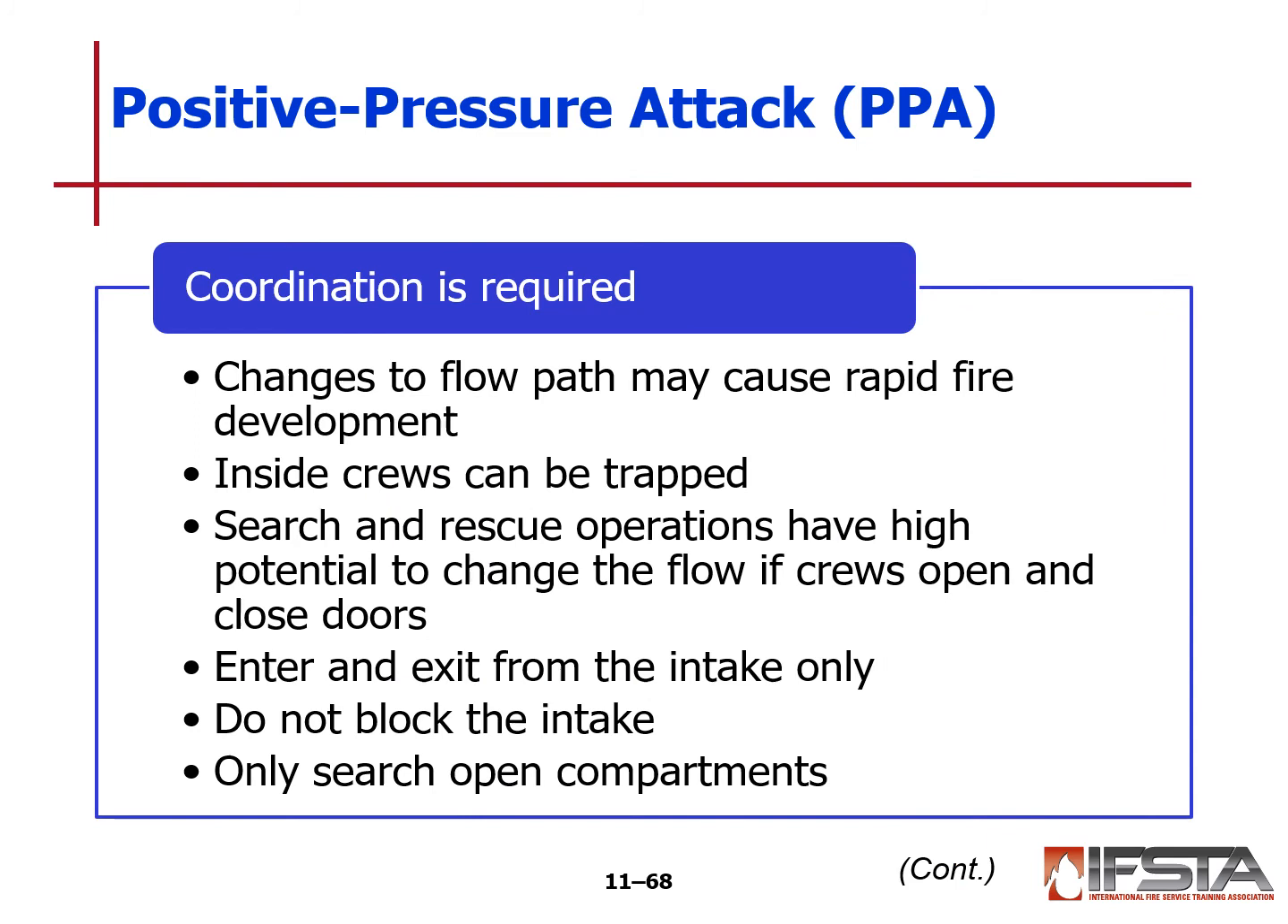Changes to flow path may cause rapid fire development. Inside crews can become trapped as well. That's a really good reason why we need to coordinate things. Search and rescue operations have high potential to change the flow if crews open and close doors. Enter and exit from the intake only. Do not block the intake and only search open compartments.